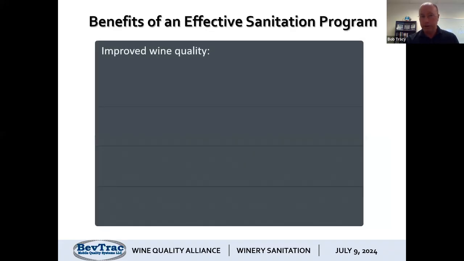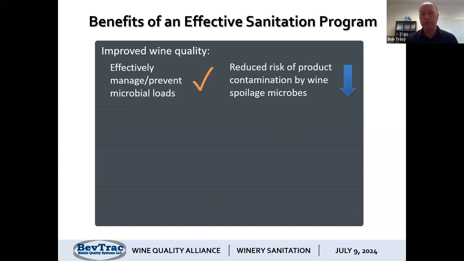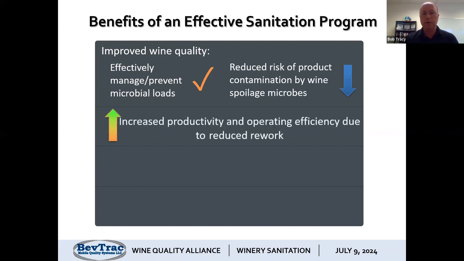So improved wine quality, of course, is one. You can effectively manage and prevent microbial loads. You have reduced risk of product contamination by wine spoilage microbes. So your wine quality automatically will improve dramatically if you have effective sanitation practices, because sanitation is getting rid of these wine spoilage microbes. You'll have increased productivity and operating efficiency due to reduced rework. So you won't have to go back and filter wines. You won't have to do any other rework on wines to get rid of the microorganisms.